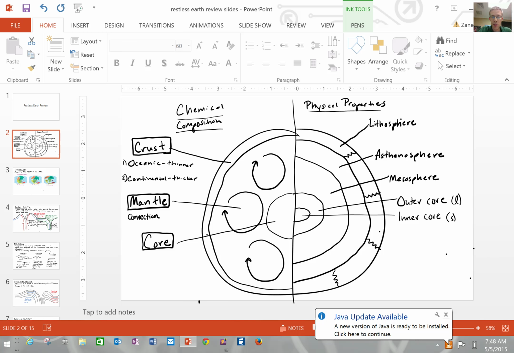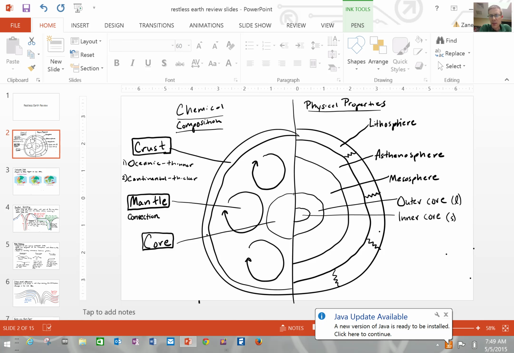With physical properties of the Earth, there are a lot more divisions. So first things first, we have what's called the lithosphere, which is the outermost physical layer of the Earth. Now the lithosphere, I've tried to make it a little bit thicker than the crust on the chemical side, because the lithosphere is made up of the crust as well as a little part of the mantle.